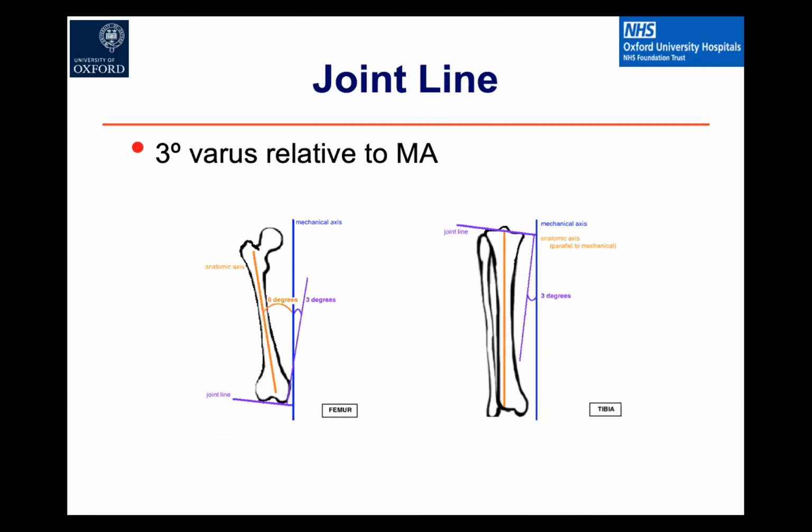This is important because your joint line is 3 degrees varus relative to your mechanical axis, and in your tibia you have again 3 degrees varus, as I discussed. In your femur, you've got the 6-degree valgus plus the 3 degrees, which makes 9 degrees. But in total knee replacement, we simplify things because we cut everything perpendicular to the tibial mechanical axis.